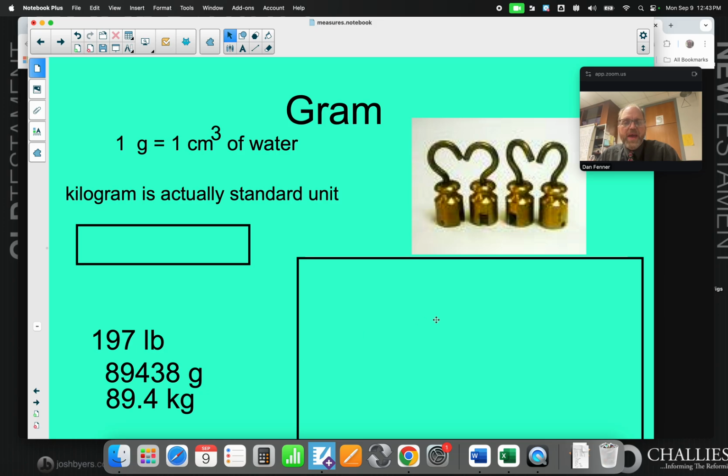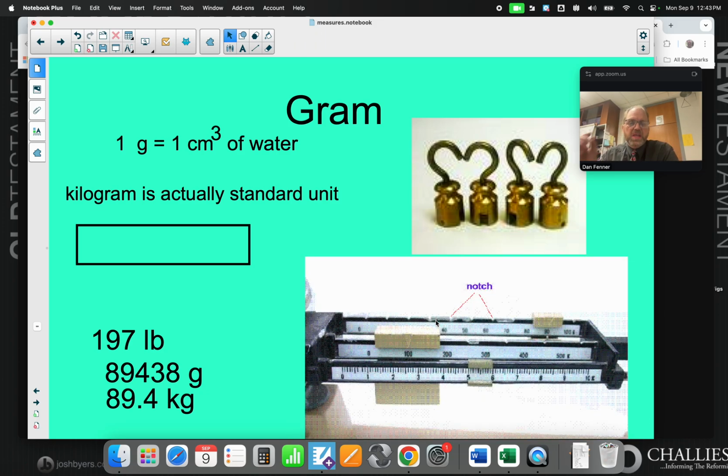I used to have my classes use this thing. This is a triple beam balance. Those have fallen out of use with most scientists, even in my small school district, we use electronic balances. You just put it on there, you zero it, you can read it. If you were to measure this with the way this is set up, you start with the largest number first.